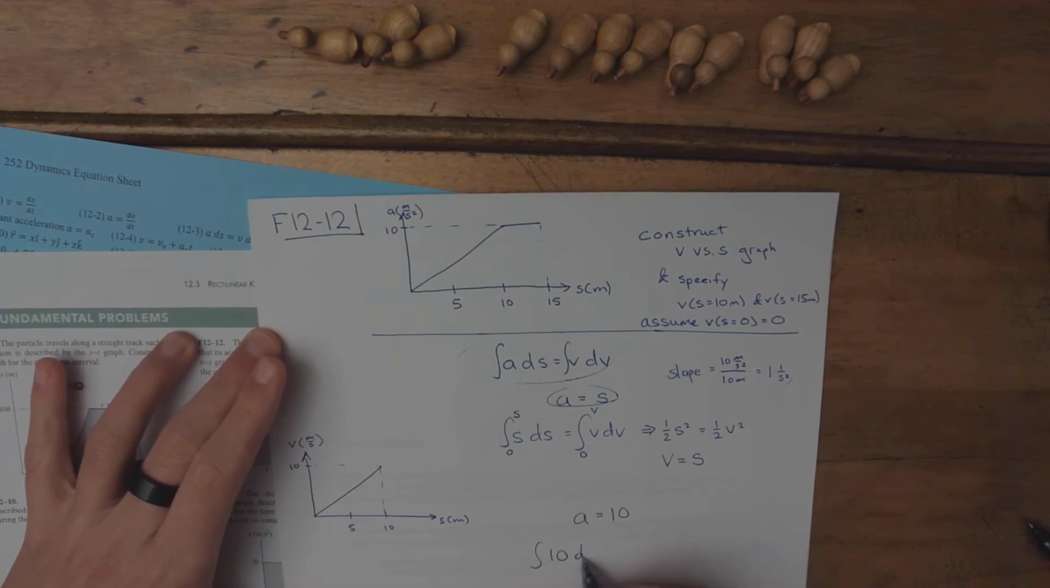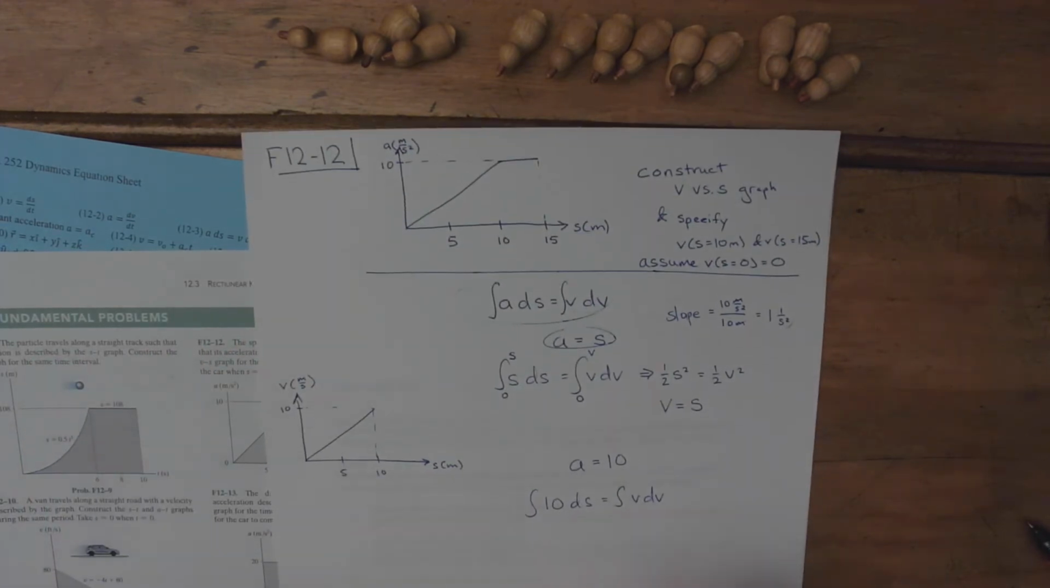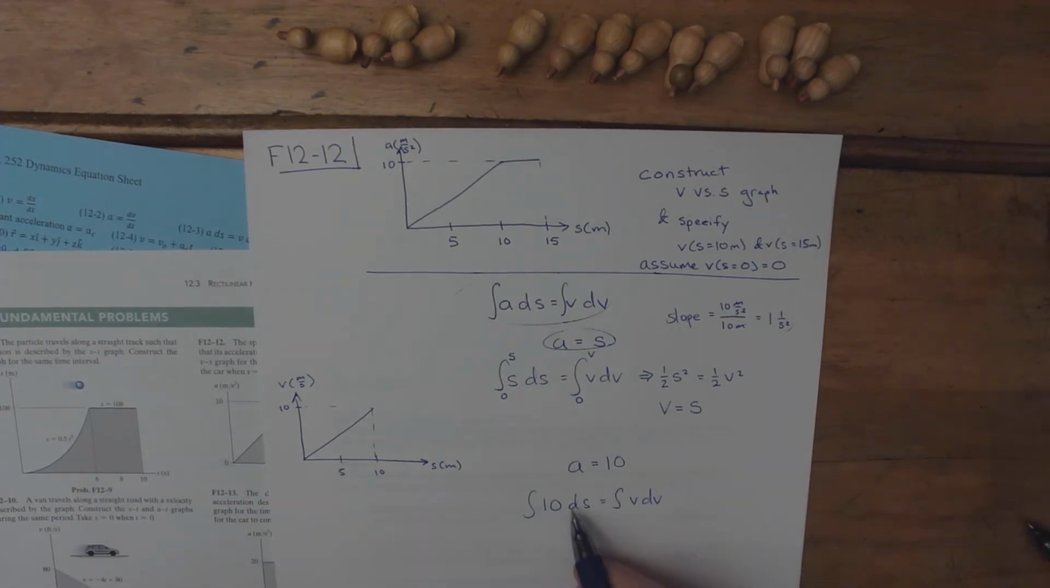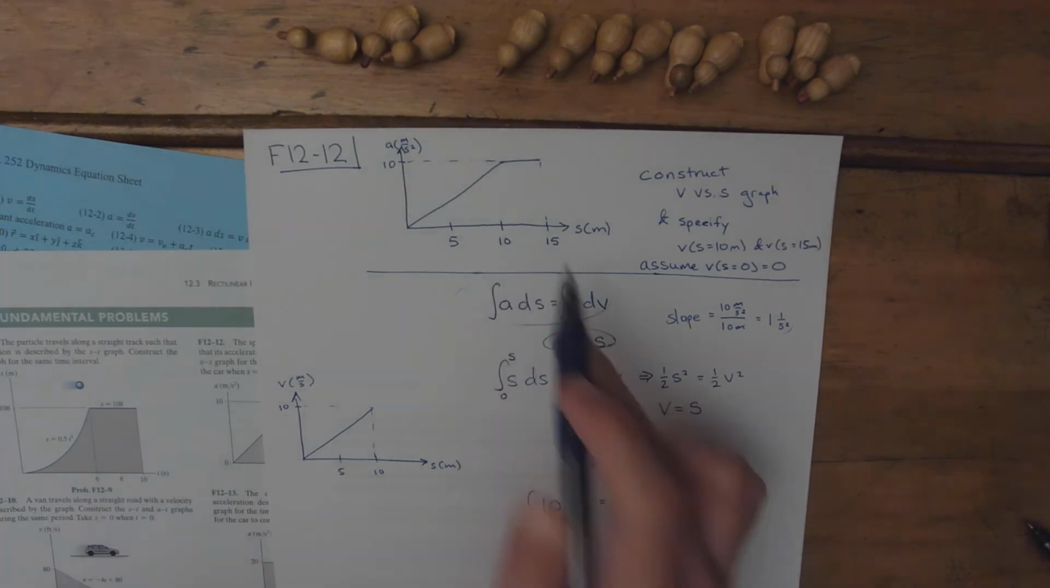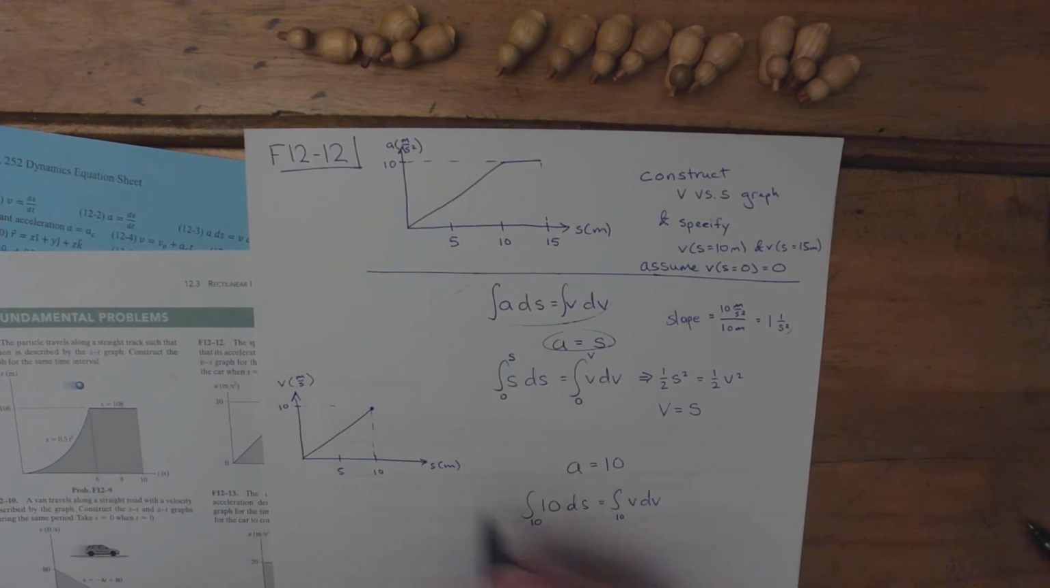So that's 10 ds is equal to the integral of v dv. And now the 10 can come outside the integral because now the acceleration is constant. It does not depend on the position. Okay, and this is only good between 10 and 15 meters. So the lower limit of integration is 10. My lower limit of integration for the velocity would be 10 also, because when the position is 10, the velocity is 10.